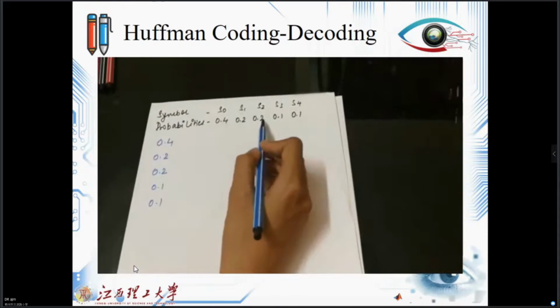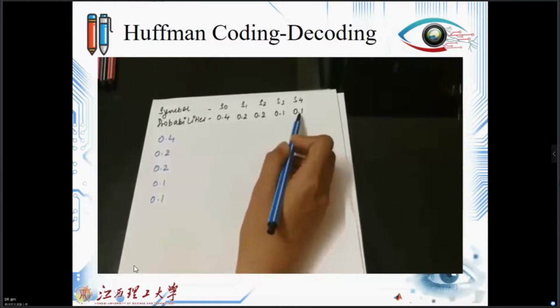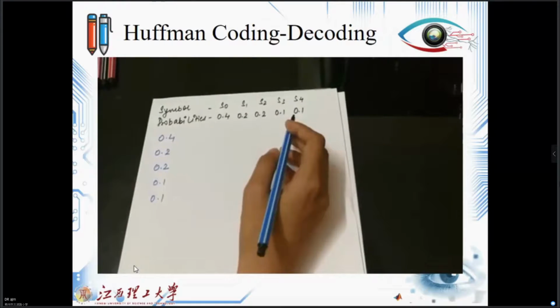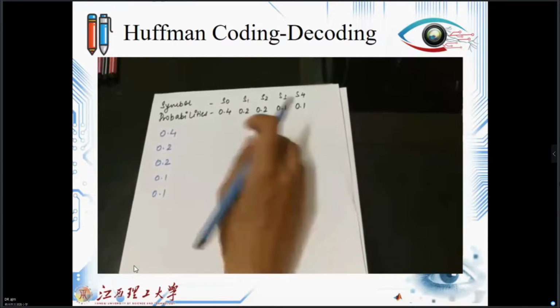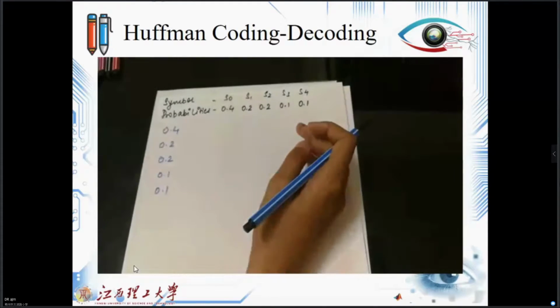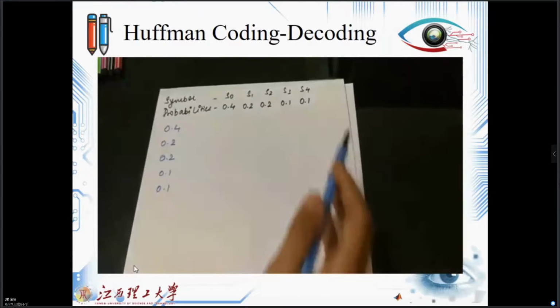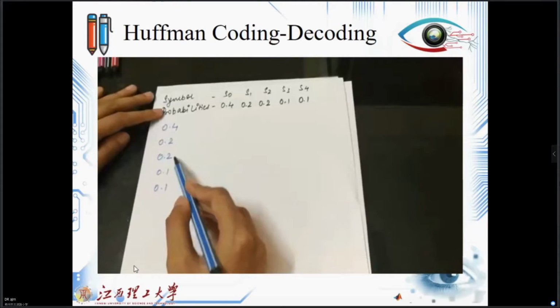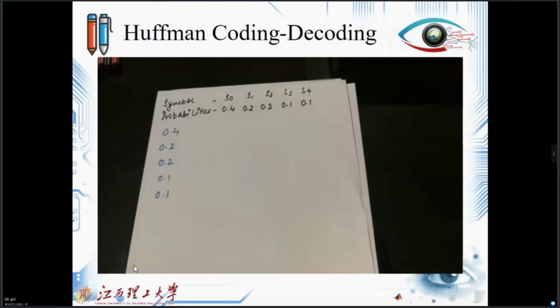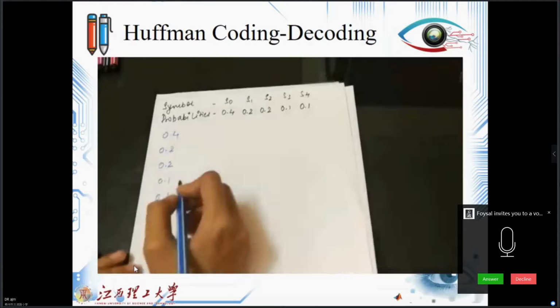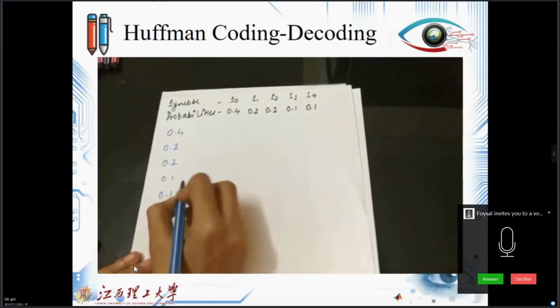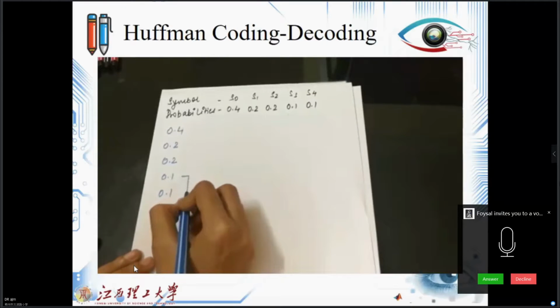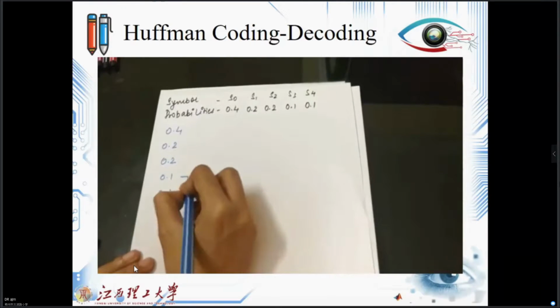See, first of all, it has the probabilities, and sorting the probabilities in the decreasing order. The lower probabilities will be at the bottom. I will not talk, sorry.